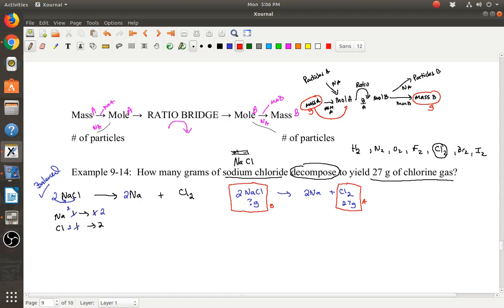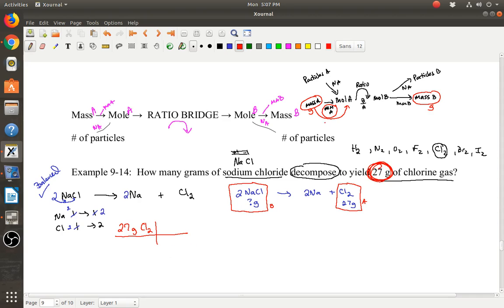To go from mass of A to moles of A, I need the molar mass. You start with a number inside the question. You don't start with a conversion factor. So 27 grams of sodium, no, 27 grams of chlorine. Let me erase that real quick. There you go, 27 grams of chlorine gas, Cl2. It's important that you write the 2 there because that is what the molecule is, Cl2.